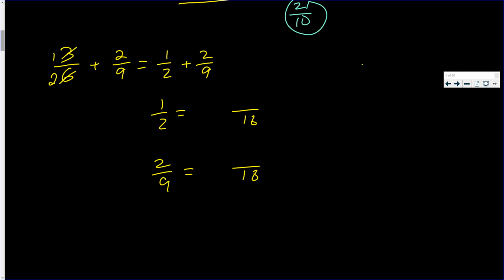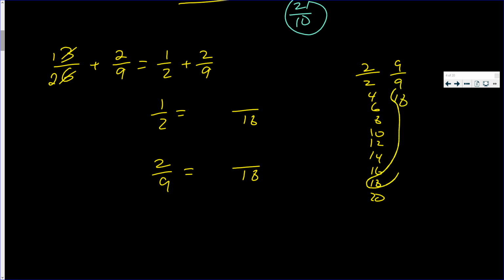Two ways of doing it. You can do 2, 4, 6, 8, 10, 12, 14, 16, 18, 20. 9, that's not on the list. 18, yep, that's on the other list. Say 18 is the first common denominator. Or you can say that 2 is just 2 to the 1, and 9 is 3 squared. So I see 2's and 3's. The largest power of 2 I see is 1. The largest power of 3 that I see is 2. So you get 2 times 9, 18.